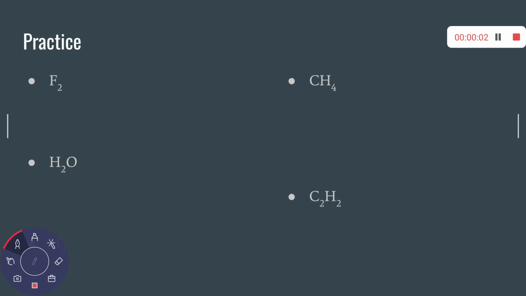All right, everybody. Here we are starting to practice our Lewis dot structures. So this is a big concept. It will come back again and again, but that means you'll get a lot of practice with it. So we're going to start with something simple like F2.